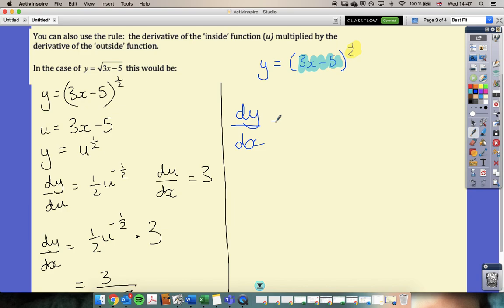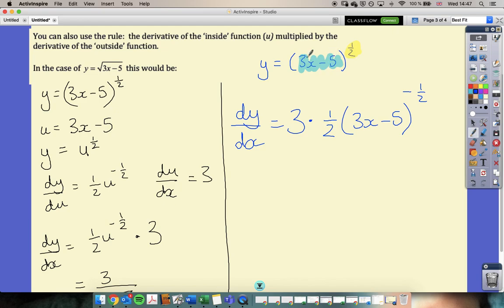Okay, so the derivative of the inside function is 3x minus 5. So if we find the derivative of this, it would just be 3. That is the easy part. Next, the derivative of the outside function. If we have something to the power of a half, we would use our power rule. We would multiply by the power, and we would reduce the power by 1.